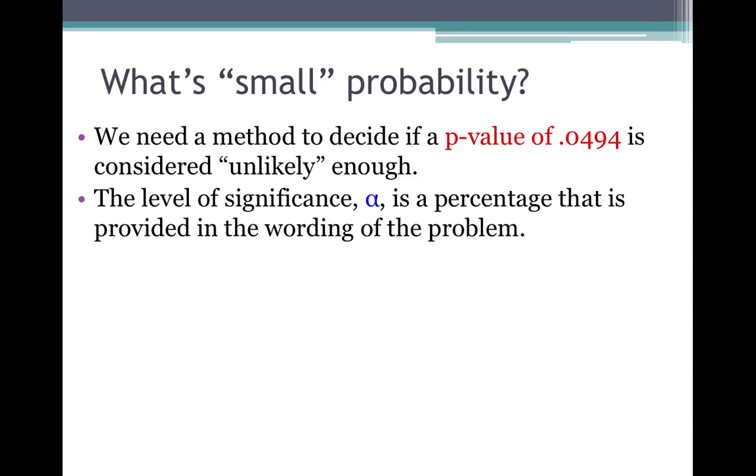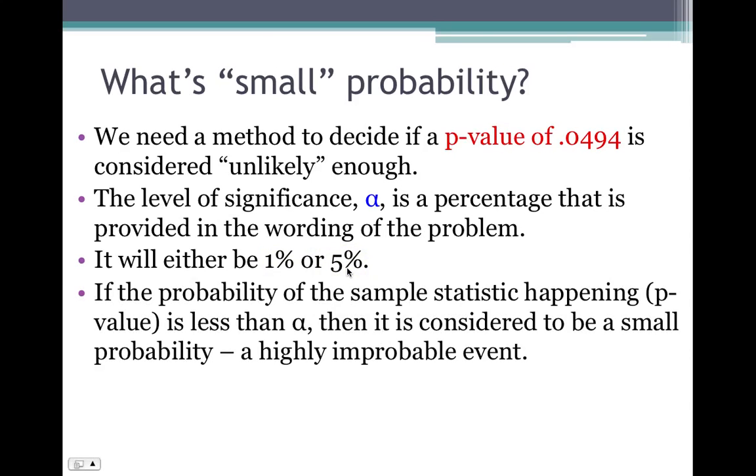So what we do is we compare 0.0494 to a level of significance, and we call that level of significance alpha. It's a percentage that's provided in a word problem. In the wording of the problem, you're going to see alpha set to either 1% or 5%. We're going to compare our p-value to alpha, and based on that comparison, that will help us make our decision.